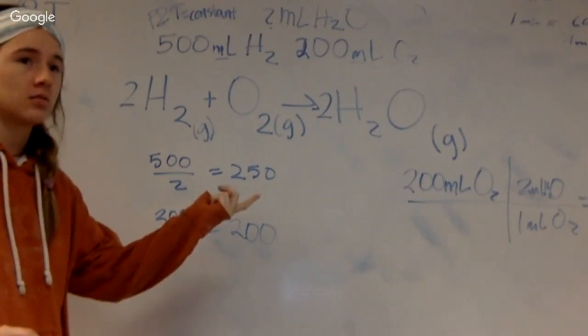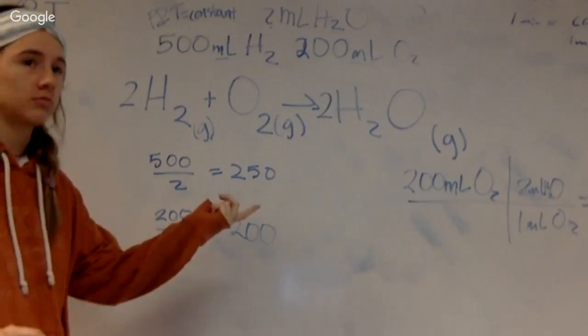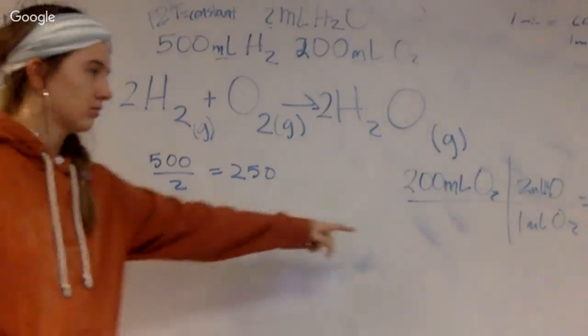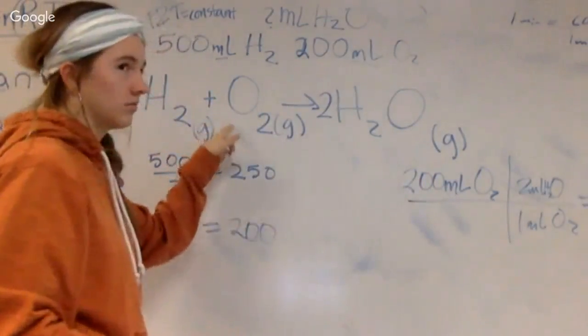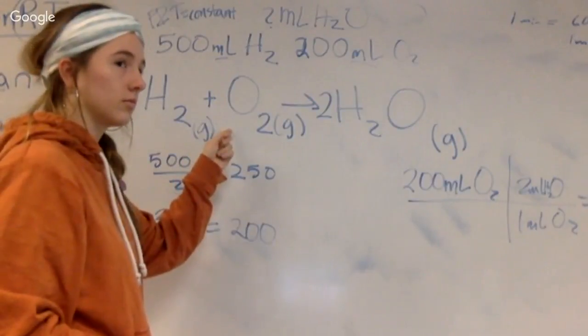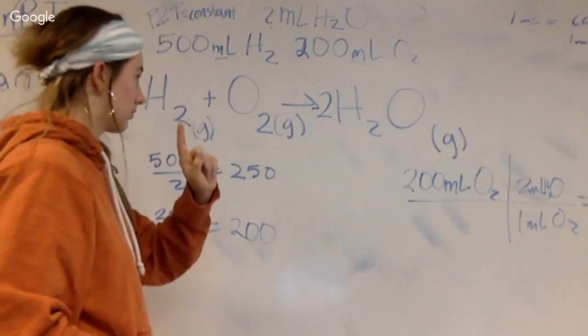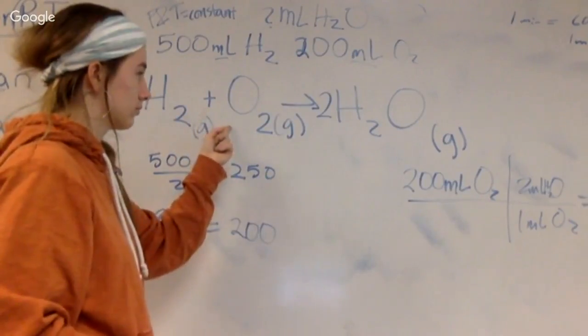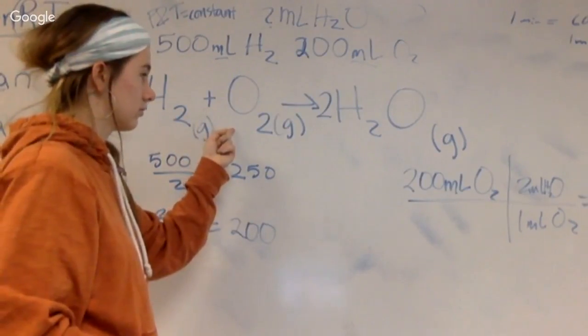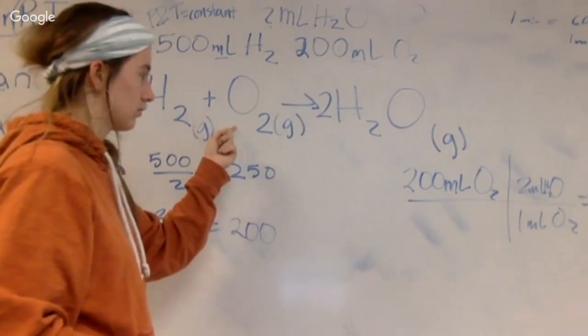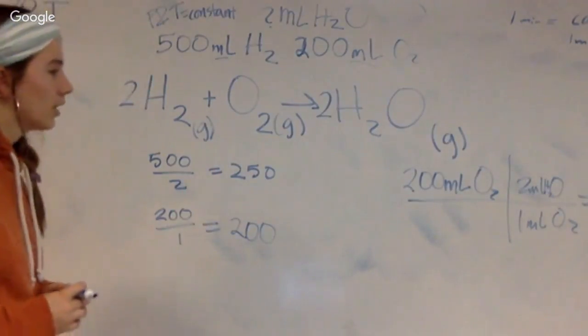Right, 400 milliliters of H2O. So put your finger on O2, up above in the equation. We determine that that's the limiting reactant, right? Based on the ratio of 2 to 1 between hydrogen and oxygen, right? We have 500 milliliters of H2 and we have 200 milliliters of O2. O2 is my limiting reactant. Are you having trouble figuring what the limiting reactant is?